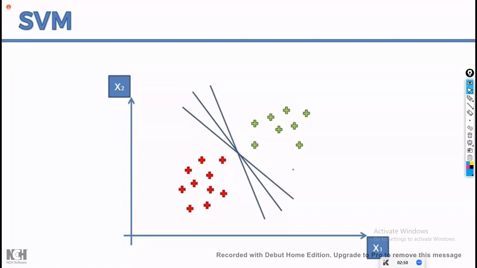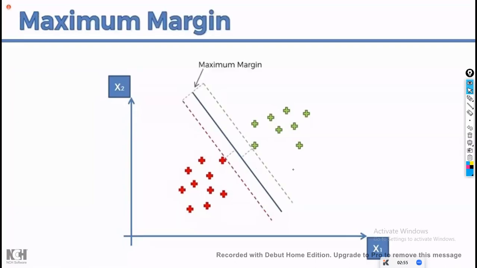Now, out of these infinite lines, which one is the best fit line for this data? The one having the maximum margin, which can separate the data with a maximum margin. That is the best fit line, where you can separate the data with a maximum margin. This is called the support vector classifier. A line which can classify the data with maximum margin is called the maximum margin line, and this is called the maximum margin classifier.